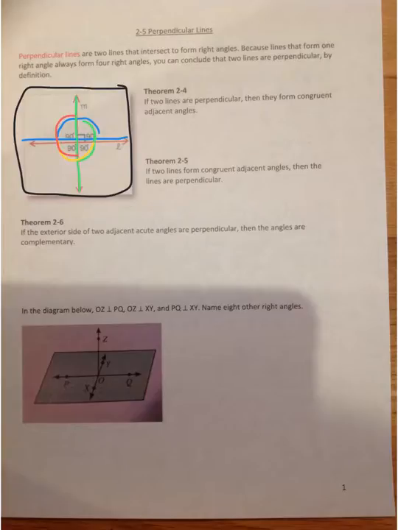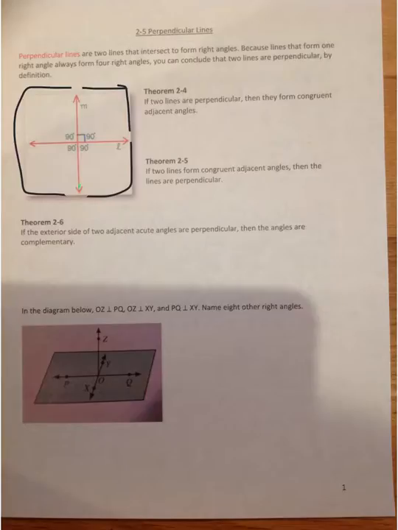Theorem 2.4 states if two lines are perpendicular, then they form congruent adjacent angles. Congruent means that they are the same, and adjacent means they are next to each other. And then this one, 2.5, simply says if two lines form congruent adjacent angles, then the lines are perpendicular. So it's just taking 2.4 and flipping it.